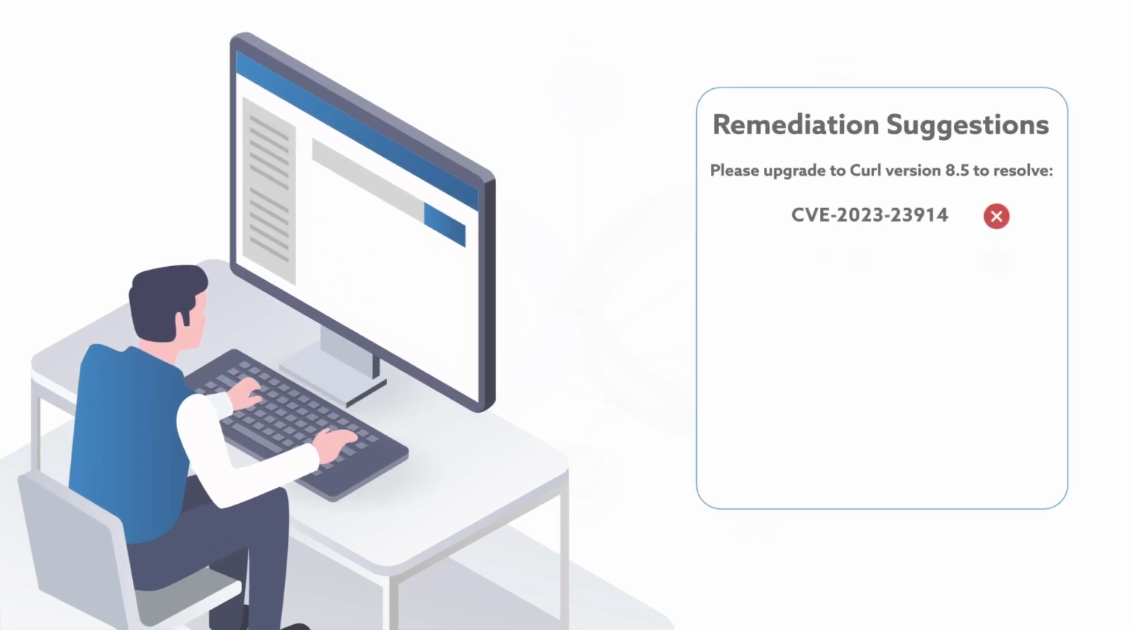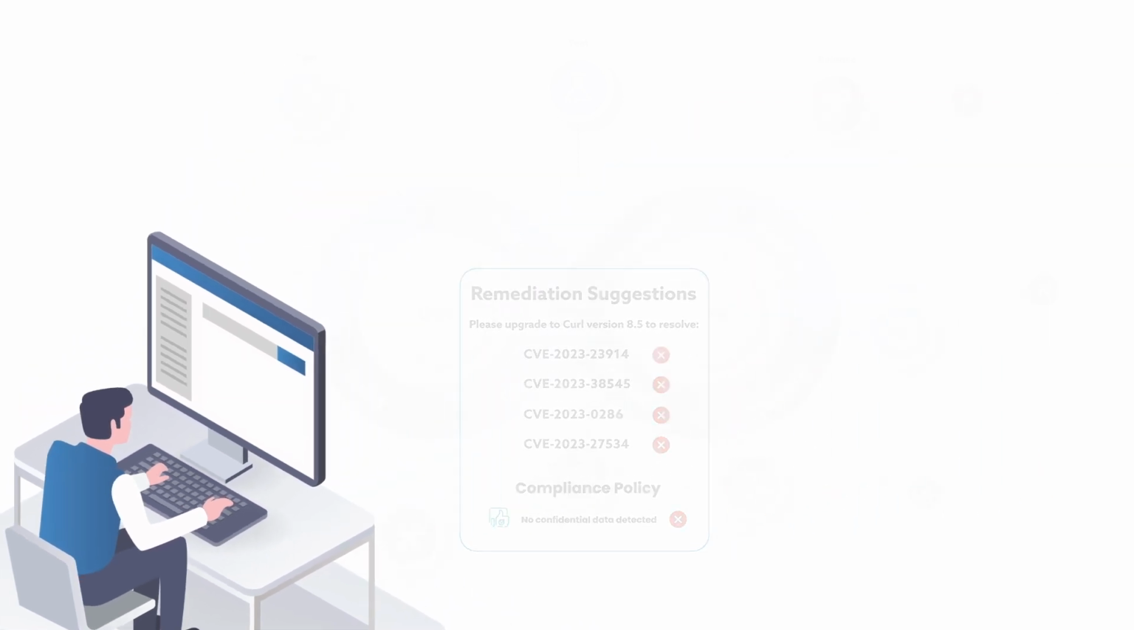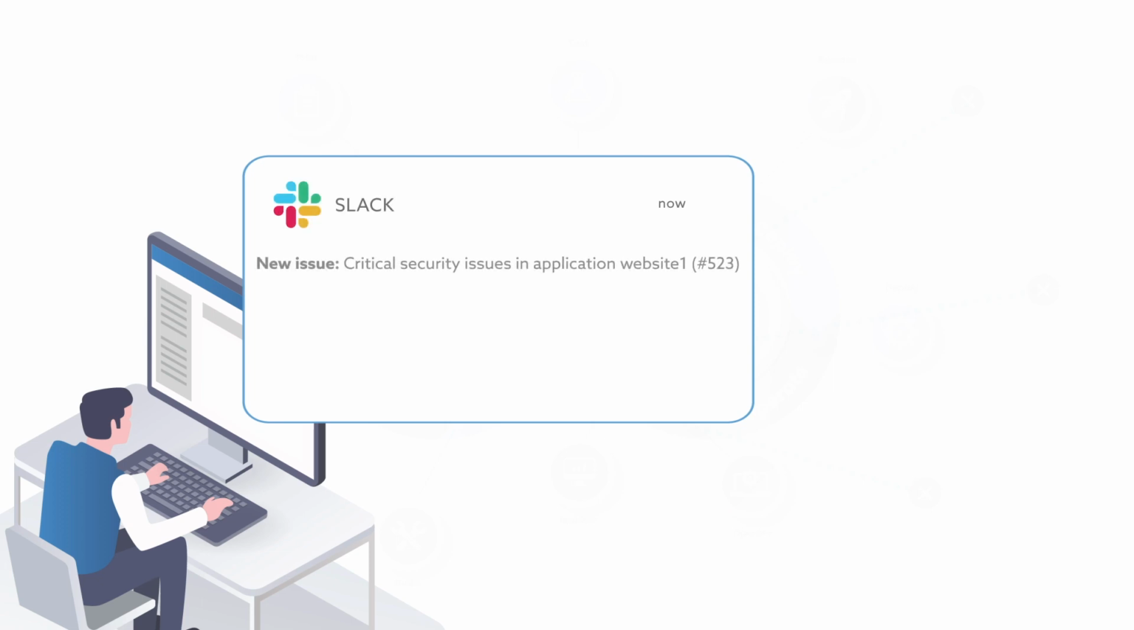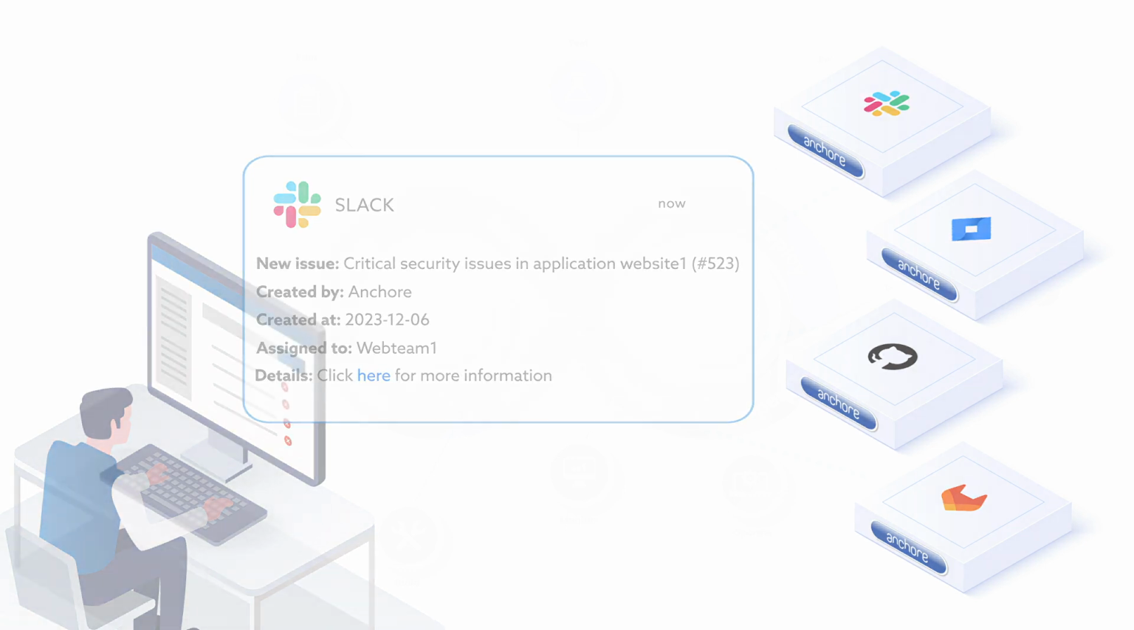Anchore provides suggestions about fixes or next steps, helping resolve security issues and ensuring your developers have time to support security engineers. Anchore Enterprise integrates with familiar developer platforms like GitHub, GitLab, Jira, and Slack to notify developers about security issues or compliance failures.